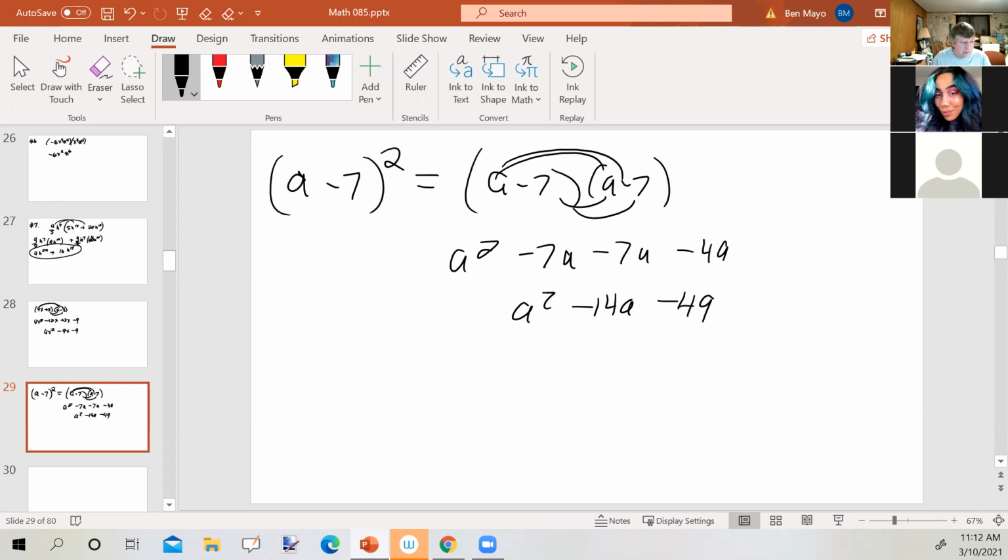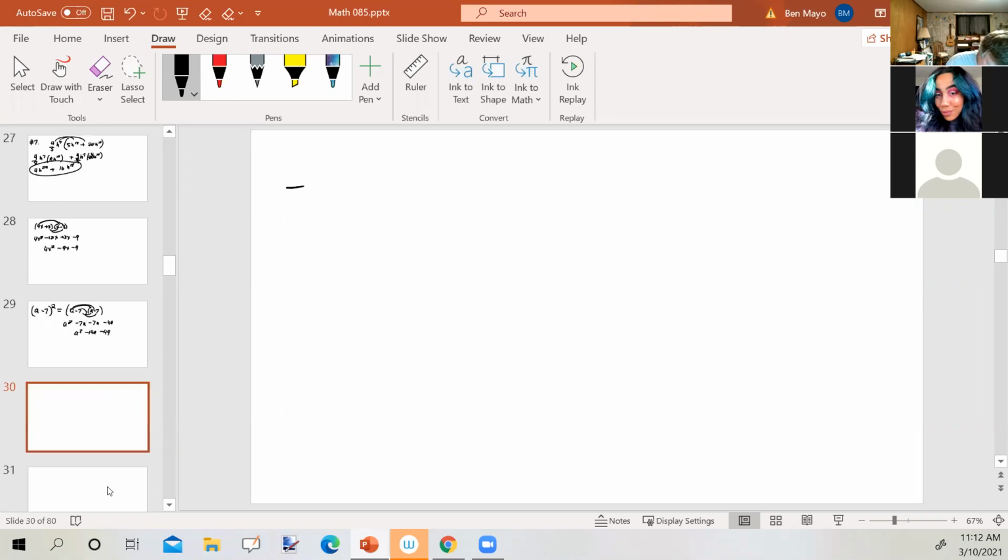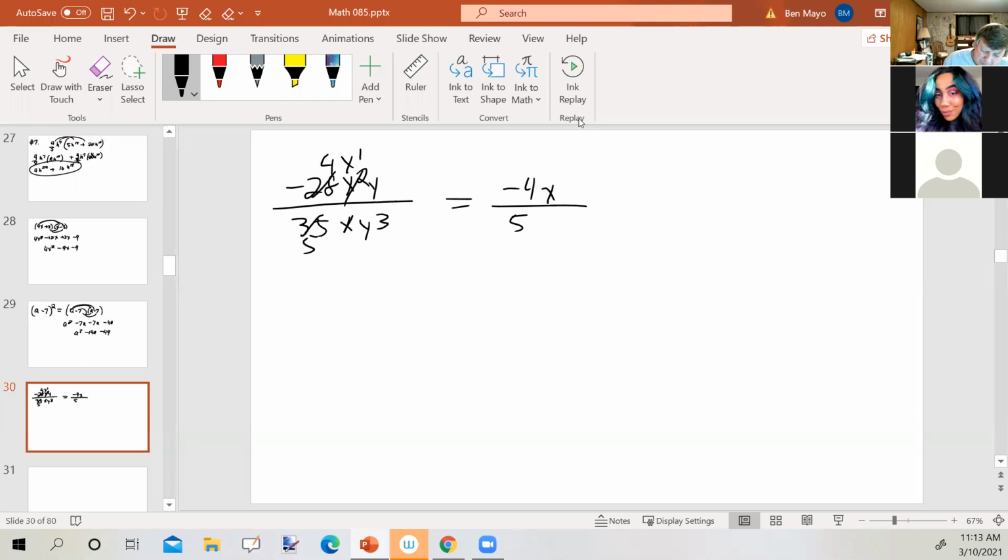How about this one? Negative 28 x squared y over 35 x y cubed. Well, let's see. We could take a 7 out of negative 28 and out of 35. So we get negative 4 over 5. X squared over x would be x on top. And y over y cubed would be y squared on the bottom. Any questions there?